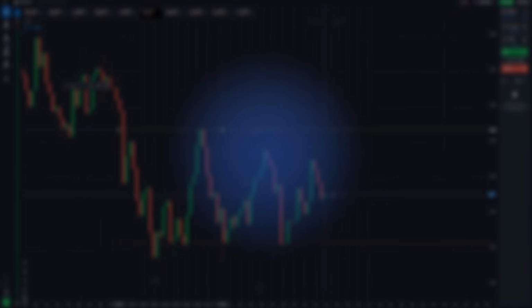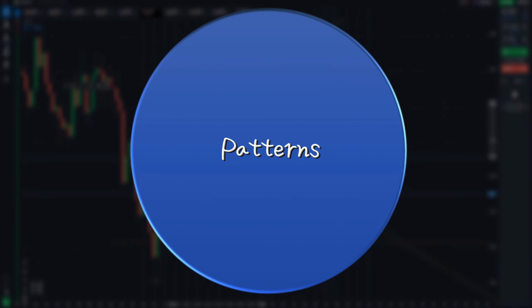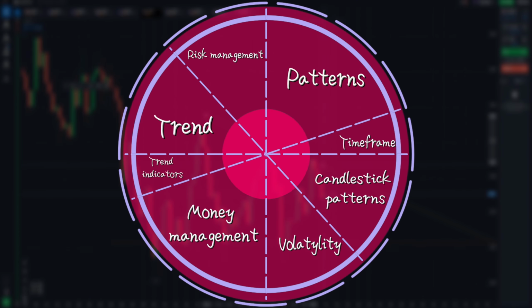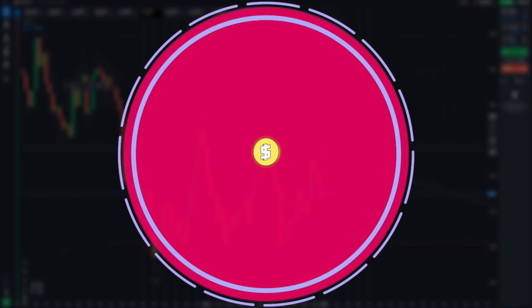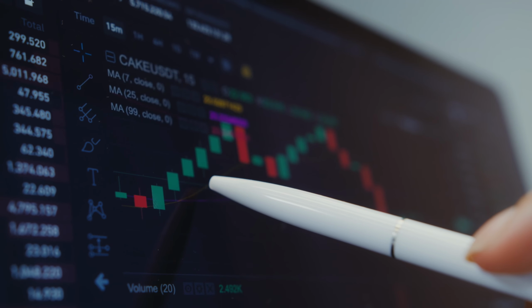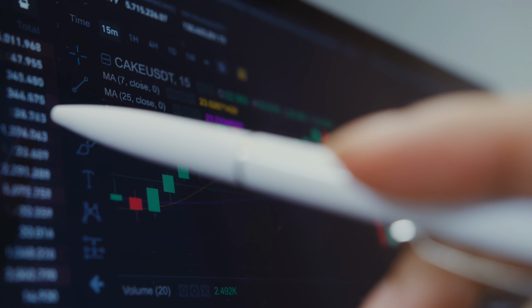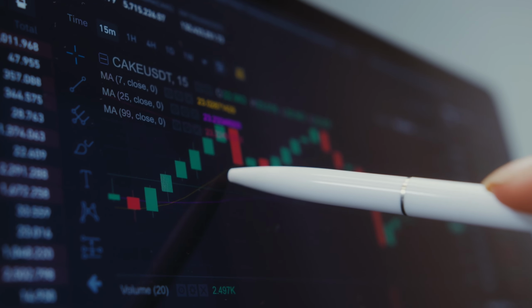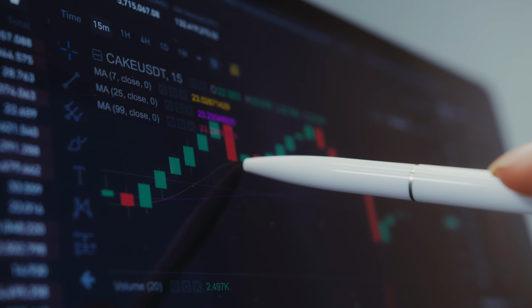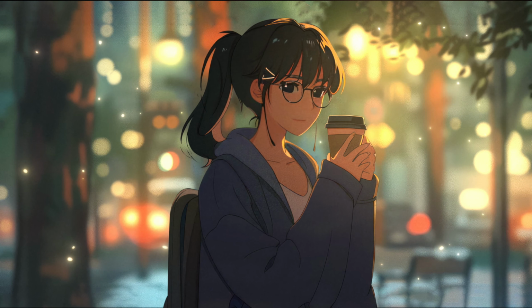When I started out, I used to think patterns didn't work. But the truth is, I just didn't know how to use them right. They're just one piece of the puzzle. Even when you do everything right, there are no guarantees. The market does what it wants. Your job is to stay calm, trust your strategy, and not force trades. If you're not sure, don't trade. Confidence comes from understanding your setups and testing over and over again.